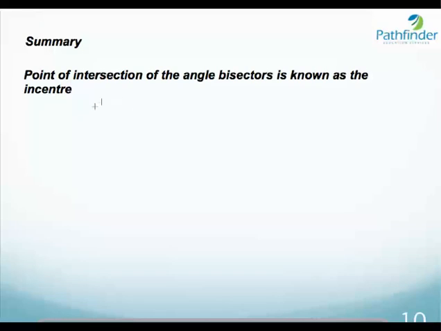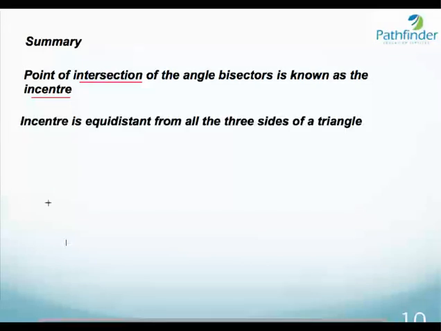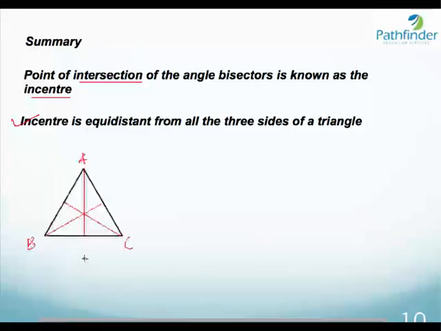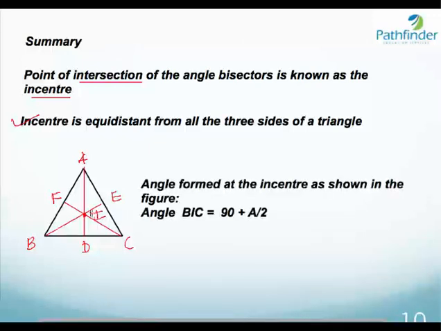First, the point of intersection of angle bisectors is known as the incentre. Next, the incentre is equidistant from all the three sides of a triangle. Next, if we draw a triangle ABC once again and the angle bisectors AD, BE and CF, and if I is the point of intersection known as incentre, then angle BIC is equal to 90 plus A by 2.